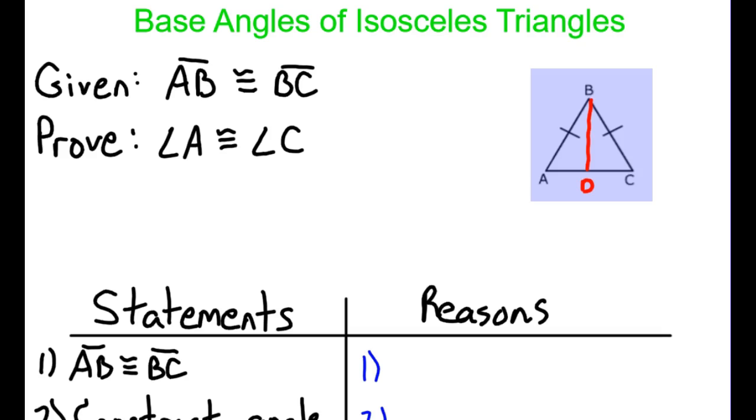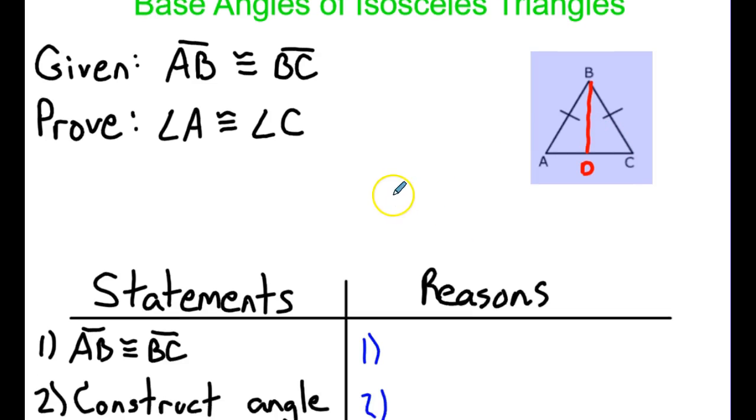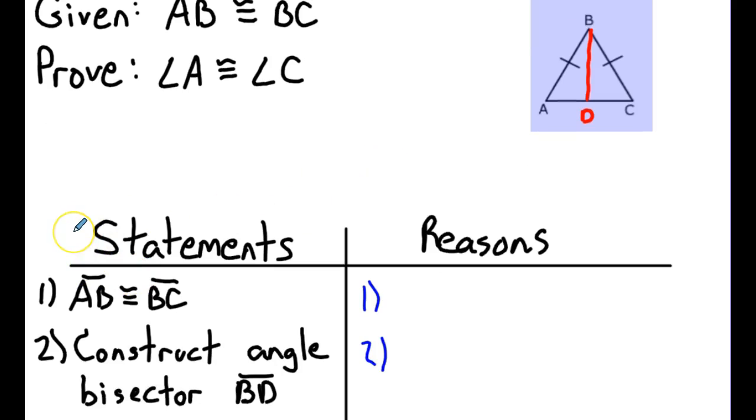Now we're going to complete a proof for the base angles of isosceles triangles. So our given is side AB is congruent to side BC. We want to prove that angle A is congruent to angle C. Okay, so in this triangle, the first statement, just like the other ones, this is going to be our given: AB is congruent to BC.